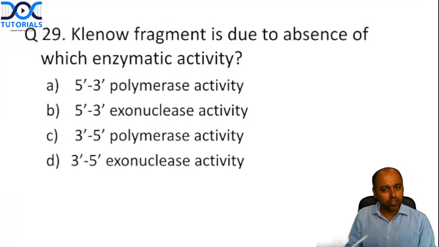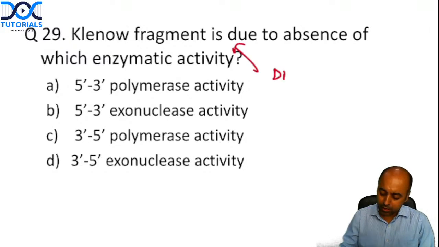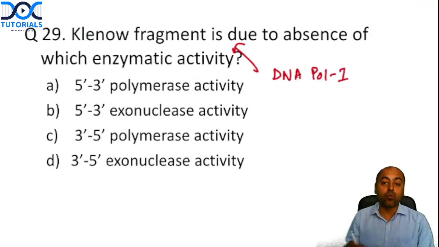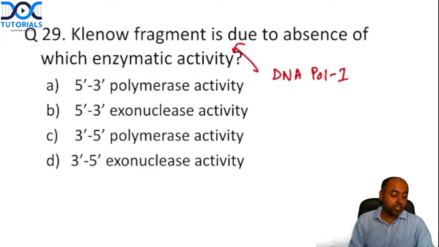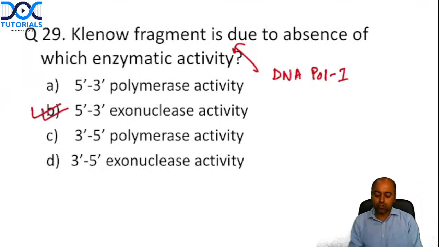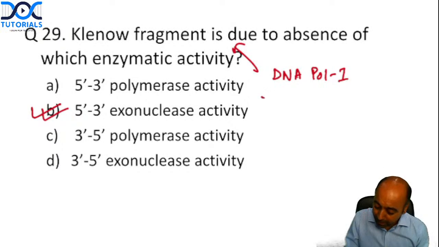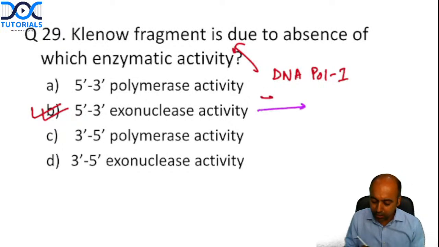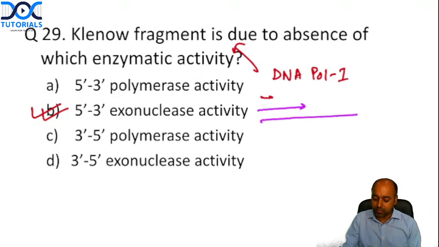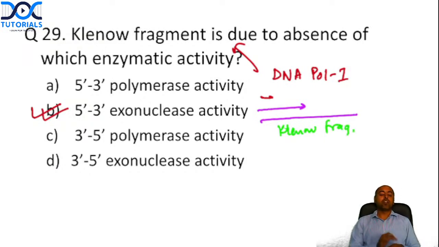Klenow fragment is of historical importance but still asked very commonly. Klenow fragment is obtained from the bacterial DNA polymerase 1. Now, in the bacterial DNA polymerase 1, if you remove the 5' to 3' exonuclease activity, then you get the Klenow fragment. So, DNA polymerase 1 minus the 5' to 3' exonuclease activity, that is the Klenow fragment.